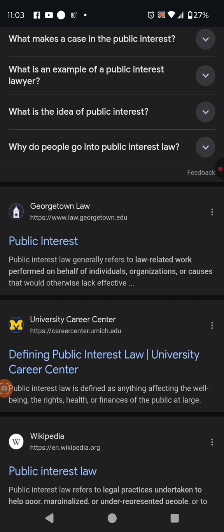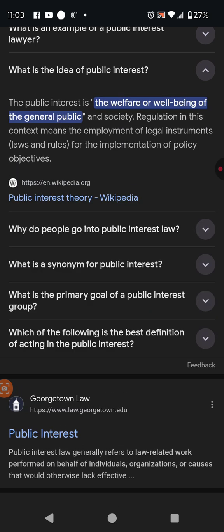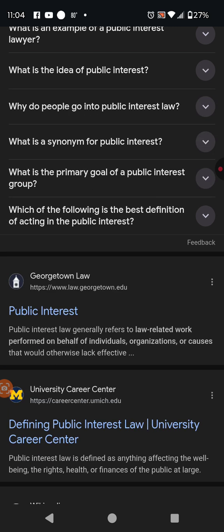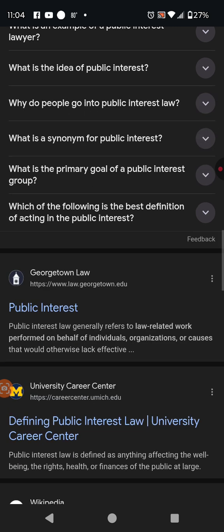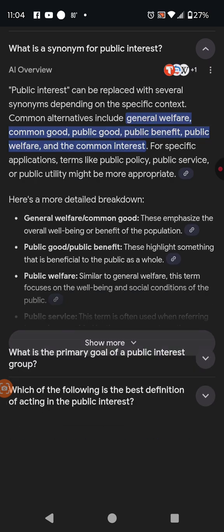Public interest lawyer. What is the idea of the public interest? Public interest, the welfare and well-being of the general public and society. Regulation in this context means the employment of legal instruments, laws, and rules for implementation of policy and objectives. Why do people go into public interest law? What is a synonym of public interest?